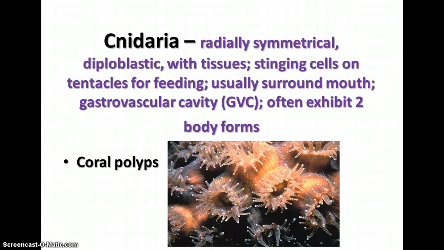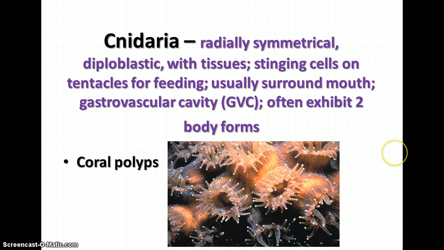They do have tissues. They have stinging cells, those cnidocytes, on their tentacles for feeding. The tentacles usually surround the mouth. They have a gastrovascular cavity rather than a true digestive system with only one opening. We can call it the mouth or the anus, usually call it the mouth.